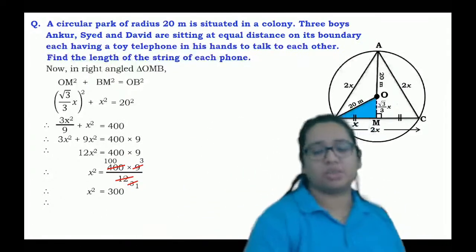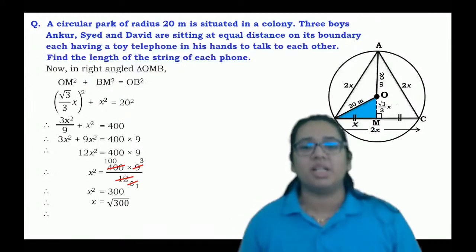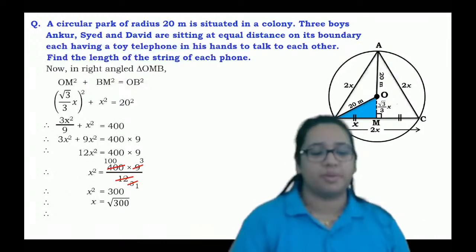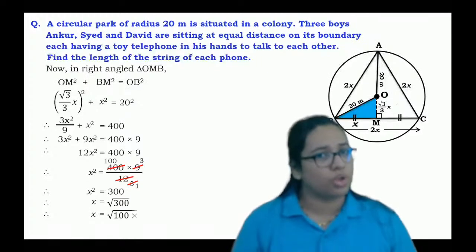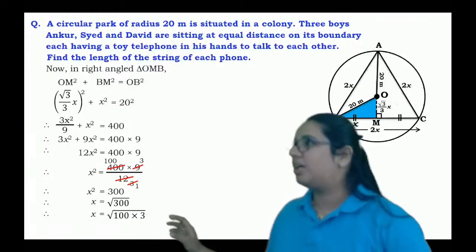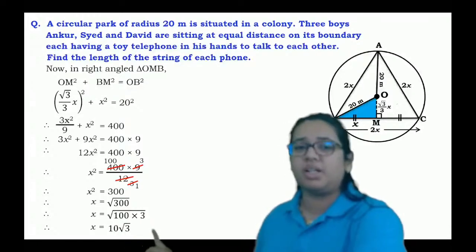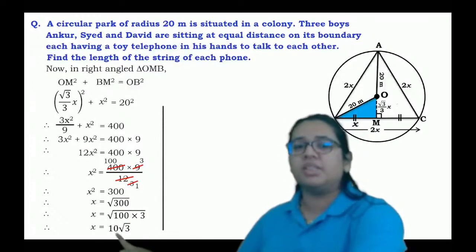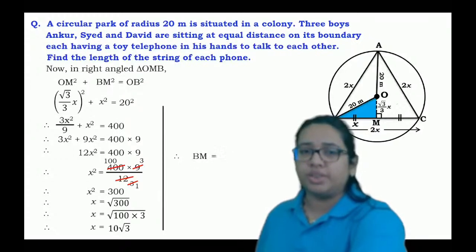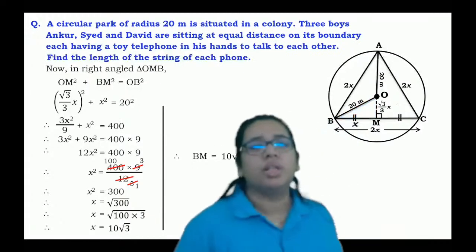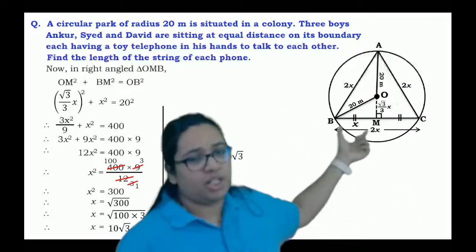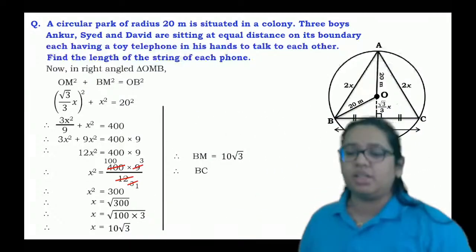But now you're getting x square as 300. It means that x will be root of 300, which is nothing but 100 into 3. So we can say that x is equal to 10 times root 3. So BM will be 10 times root 3.